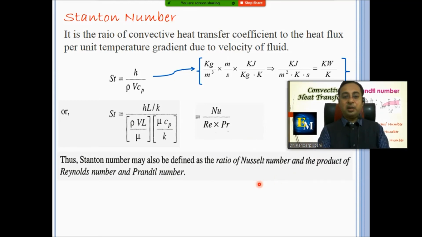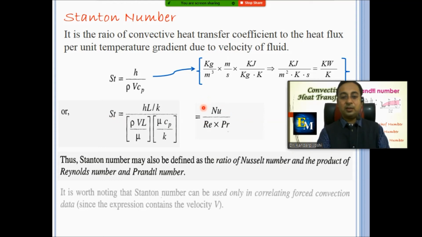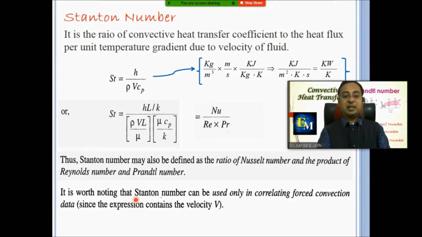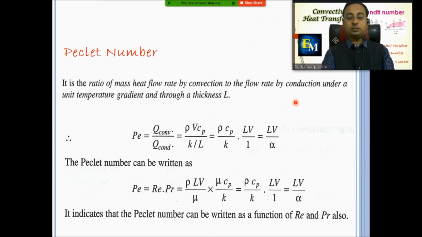The Stanton number is used for calculating the Nusselt number in examples of heat transfer. Means if the Stanton number is known, then we can calculate the Nusselt number, because Re and Pr depend on the properties, right? So if the Stanton number is given, we can calculate the Nusselt number. It is worth noting that the Stanton number can be used only in correlations of forced convection, because V is there.